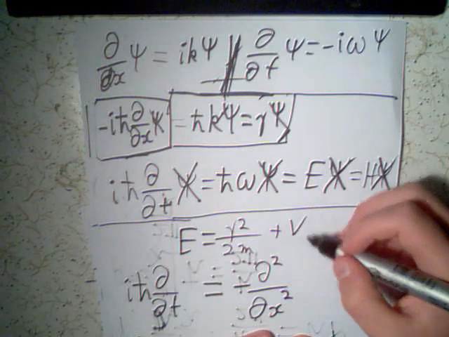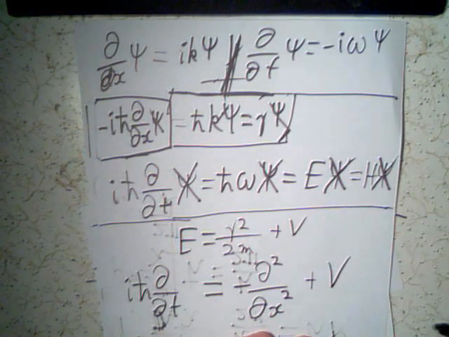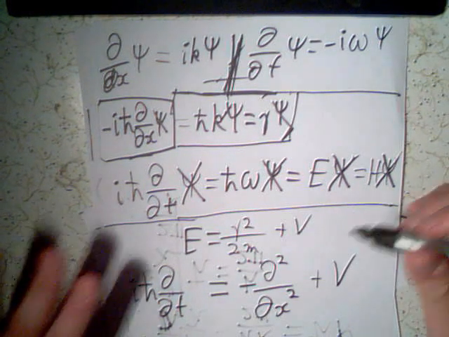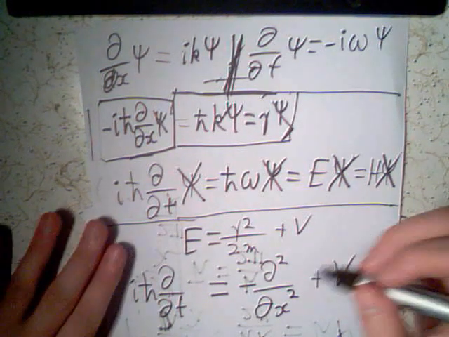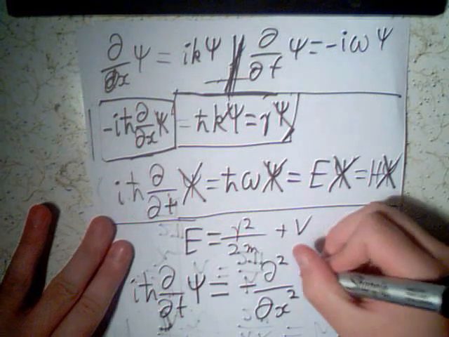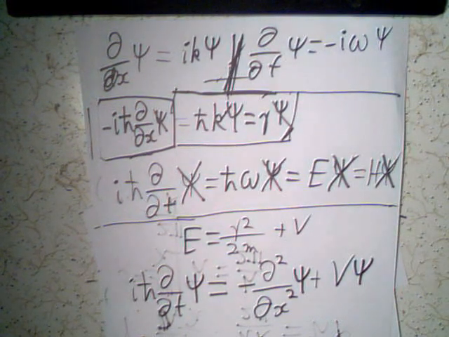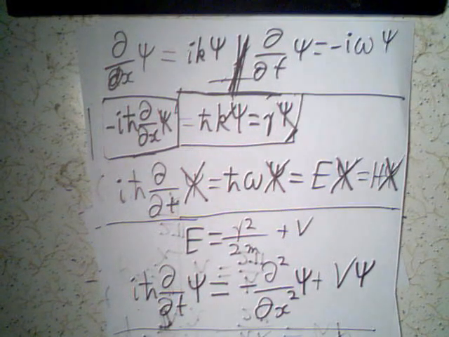And finally, the V we just put on the end, plus V. Then, after plugging in, we can apply this whole thing to psi, and putting the psi there, and the psi there, we get a one-dimensional Schrodinger equation. And that's how you do it.